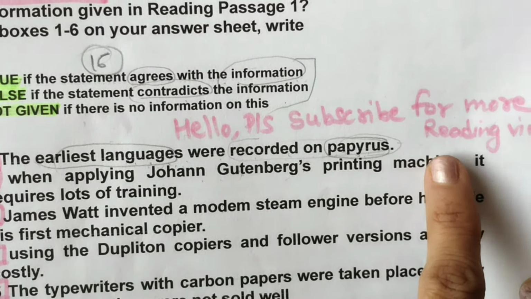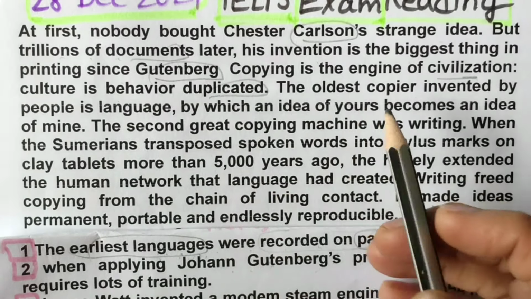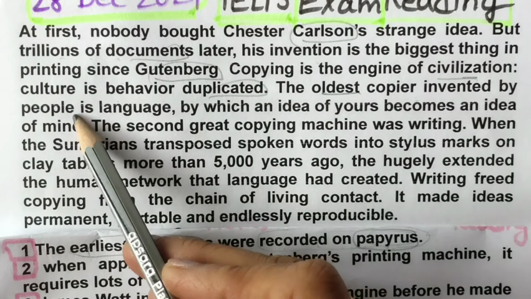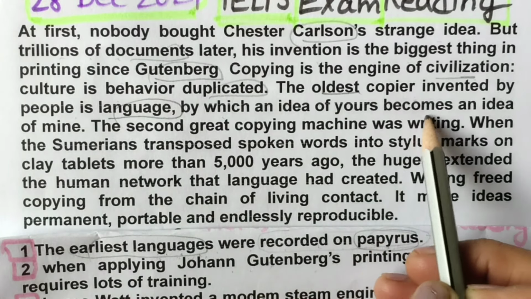Okay, so side by side I am discussing IELTS reading tips and tricks. So this is my first paragraph. We are looking for earliest languages and papyrus. At first a person name is there, but trillions of documents. Invention is the biggest thing. Copying is the engine of civilization. Culture is behavior duplicated. Don't go on my pronunciation because I am trying to find answers as soon as possible. So the oldest copier invented by people is language. Now language is coming, by which the idea of yours becomes an idea of mine.